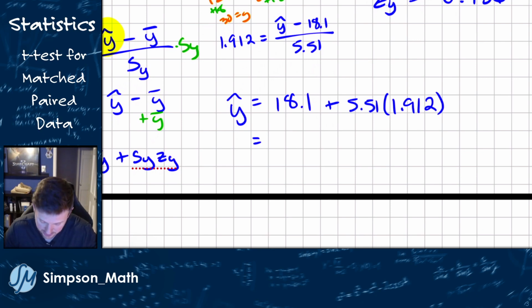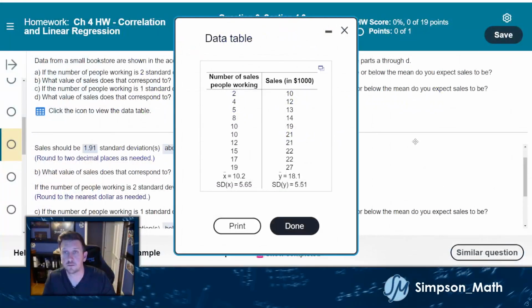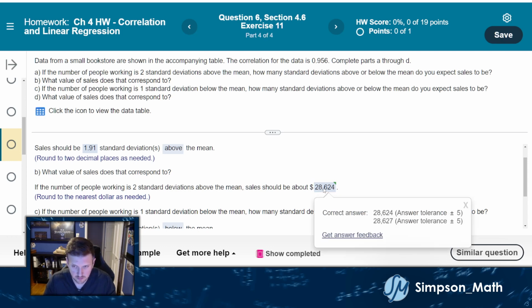And when I do my multiplication, 5.51 times 1.912, and then add that to 18.1, just doing it in my calculator off screen, 28.635. I get, oops, I need more decimal places. Why am I off? 635.